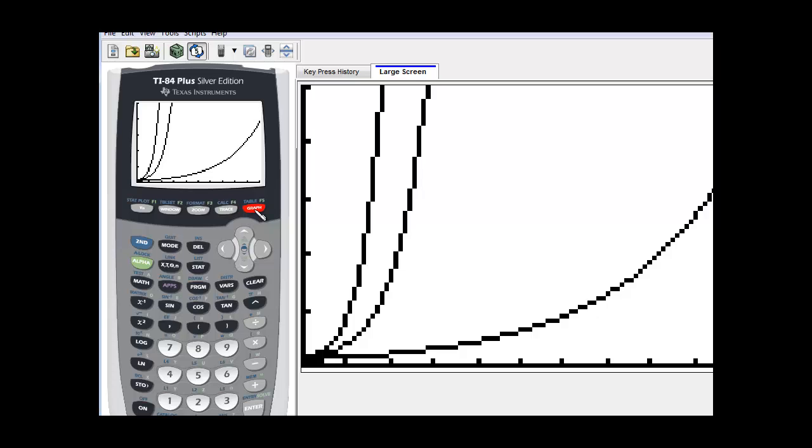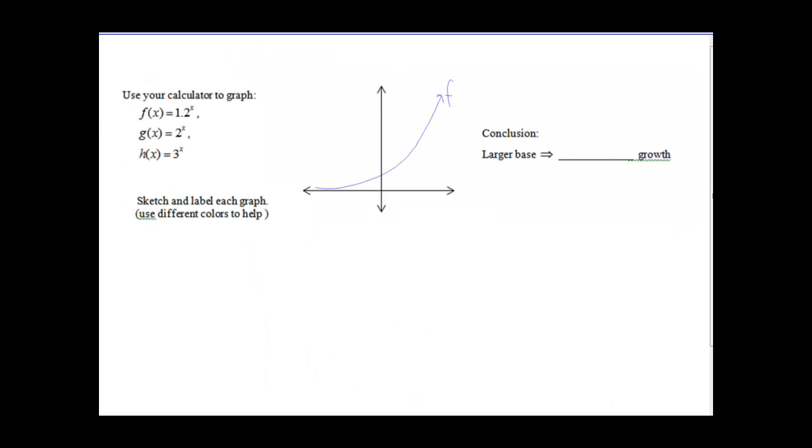Notice the first one drawn out took a little bit longer to get up. The next one quickly started shooting up, and even the last one, the h of x, shot up quicker, which suggests there's our f, there's our g, and there's our h. So conclusion: the larger the base, the faster the growth.